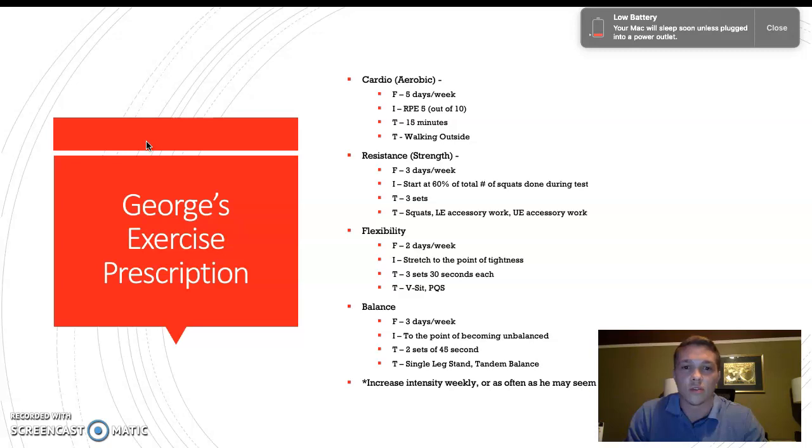We're going to stretch to the point of tightness, 3 times for 30 seconds each. We could do the V-sit or the prone quad stretch. And then for balance, we'll do 3 days a week to the point of becoming unbalanced. We'll do 2 sets of 45 seconds, single leg stands, and tandem balance. We're going to increase the intensity weekly or as often as he may seem fit without any symptoms.